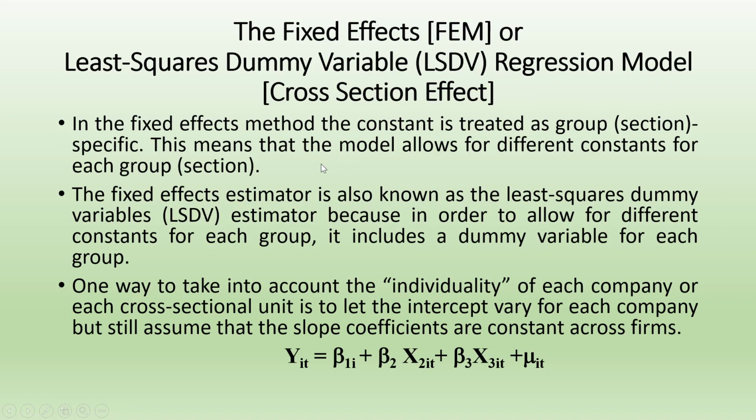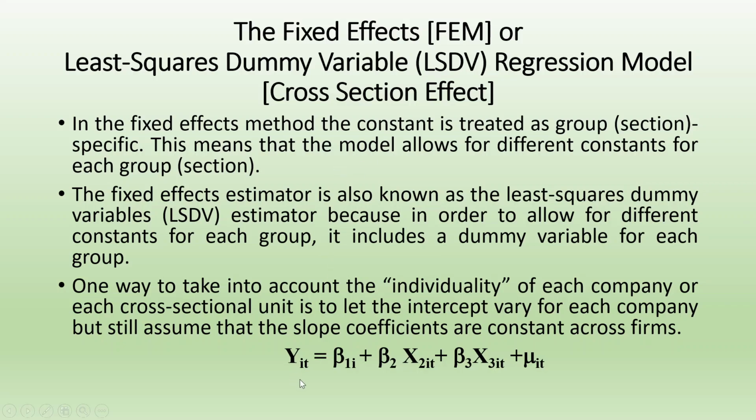So in the fixed effect method, the constant is treated as group specific. This means that the model allows for different constants for each group. The fixed effects estimator is also known as the least squares dummy variable, LSDV, estimator, because in order to allow for different constants for each group, it includes a dummy variable for each group. One way to take into account the individuality of each company or each cross-sectional unit is to let the intercept vary for each company, but still assume that the slope coefficients are constant across the firms.